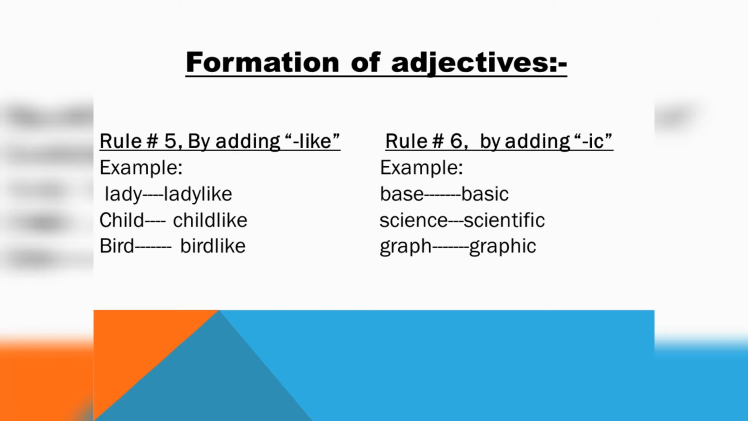Rule 5 is saying that by adding like, we may form adjectives. For example, lady, ladylike, child, childlike, bird, birdlike. In rule number 6, you can see that by adding ic with some of the nouns, we can form adjectives. Base, basic, science, scientific, graph, graphic.